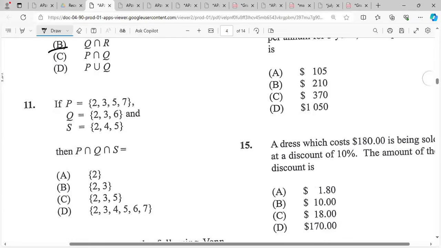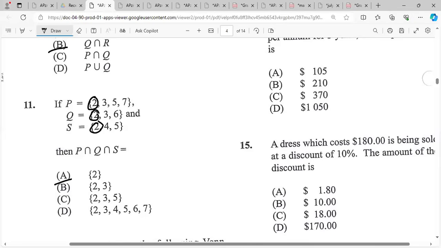All right, this one says if P is equal to 2, 3, 5, 7, Q is equal to 2, 3, 6, and S is equal to 2, 4, 5. P intersect Q, which number is common to all three? Only 2, right? Intersection means it is in all, right? So it would be 2.